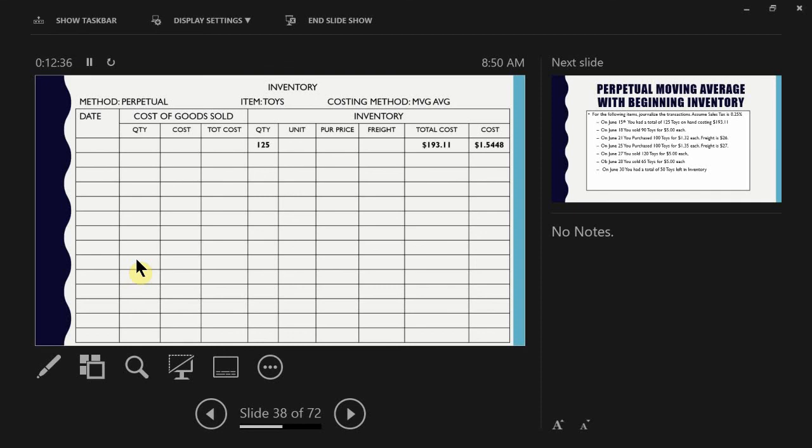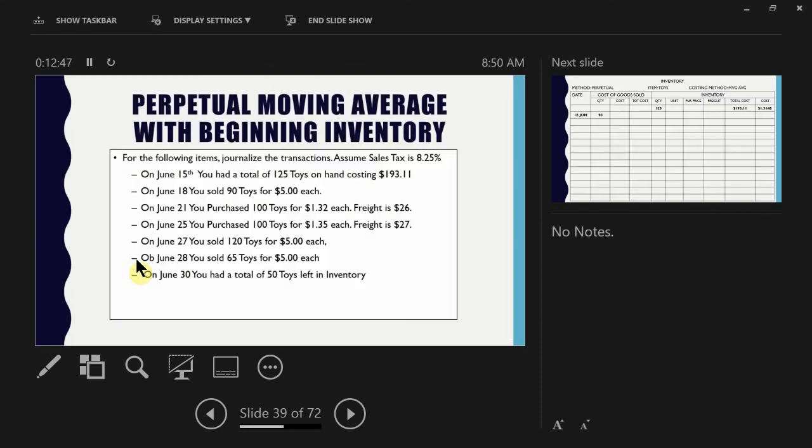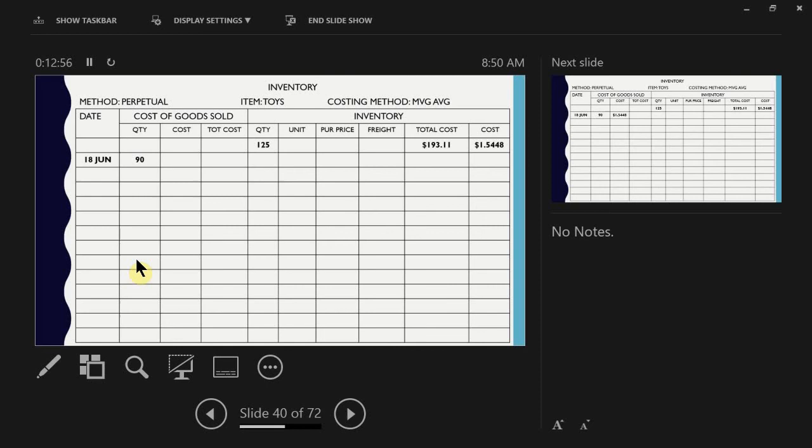Now we're still doing moving average. So here we take our collective and we bring it to the next part as a collective. Okay. So then what happened next? Well, on June 18th, you sold 90 items for $5 each. Okay. So in this case, we sold 90. There's only one batch to look at, so we're going to multiply by that 1.5448.